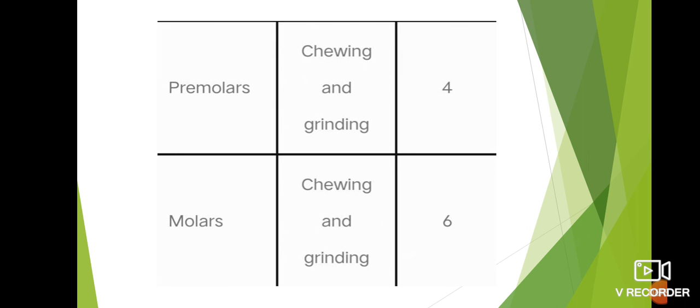Next is premolars. Function is chewing and grinding. There are 4 premolar teeth present. Next is molars. This also helps in chewing and grinding. Next, the number of molar teeth is 6.